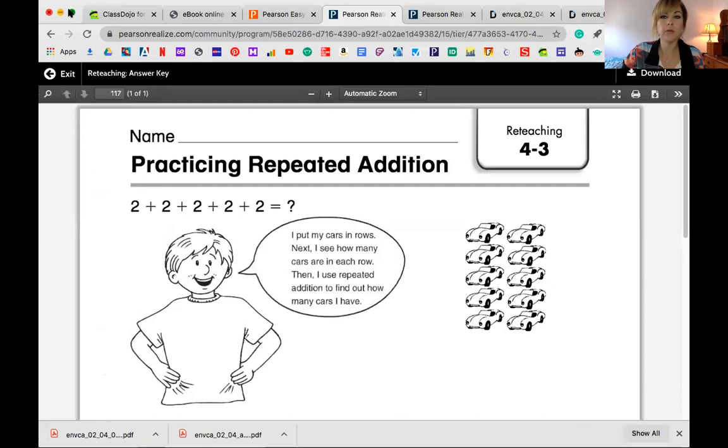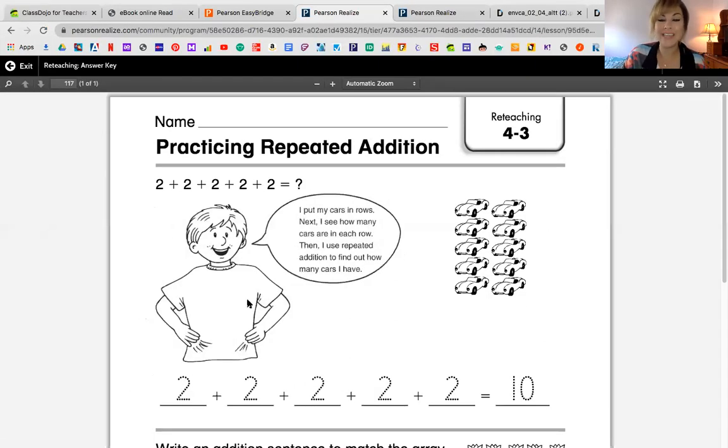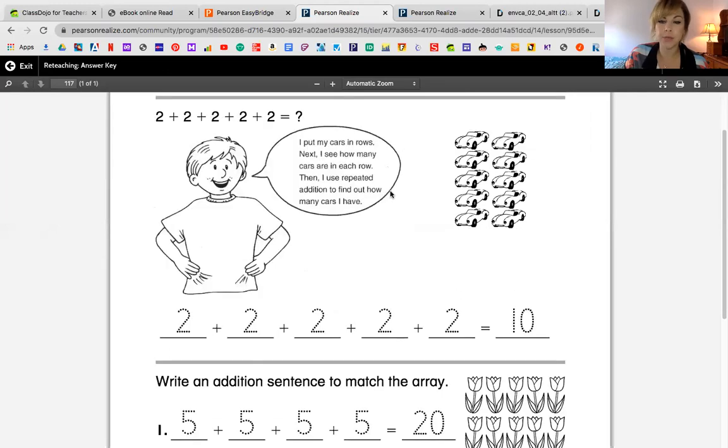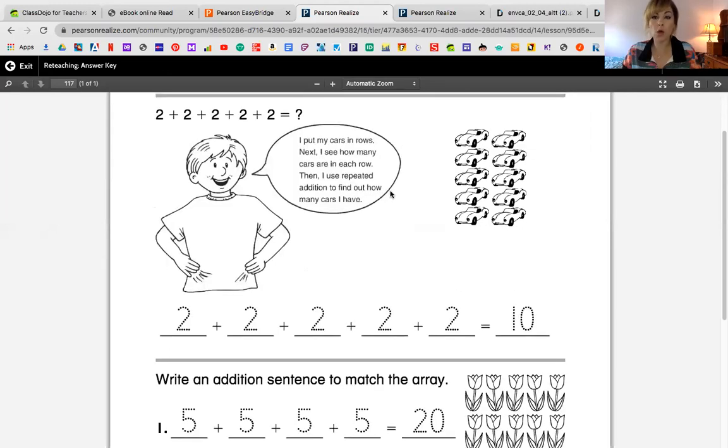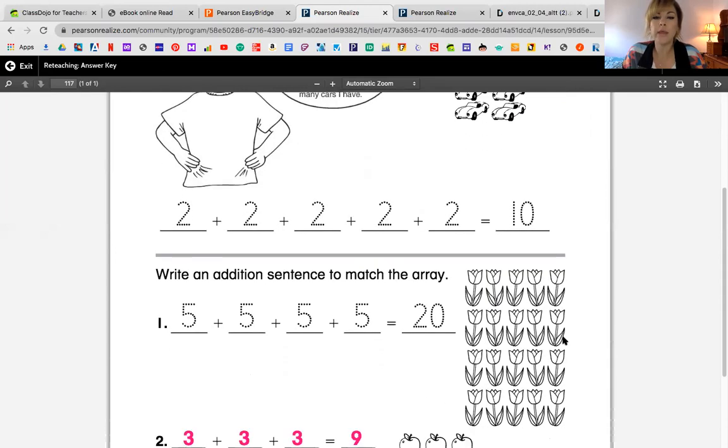Okay, so here is your 4-3. This is the reteach section. So it had to do with repeated addition. Remember, we are working with arrays this week, and that is when there's rows and columns of the same amount of things, or in this case, they're usually like pictures. So we have a bunch of tulips here. They're flowers. And remember, rows go across, and we always work with rows when it comes to repeated addition.